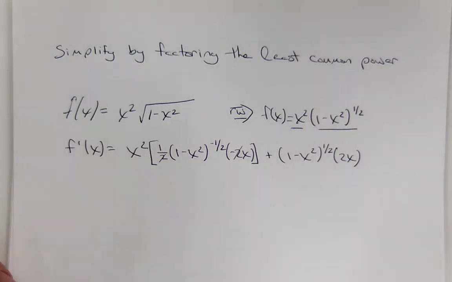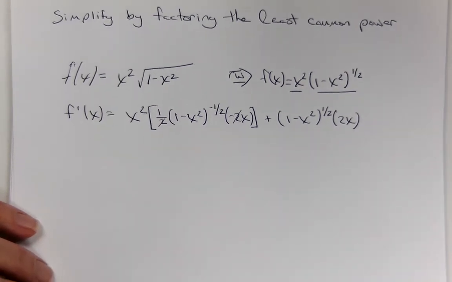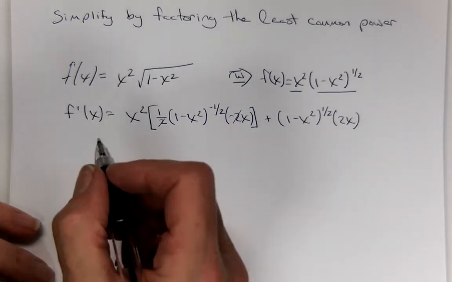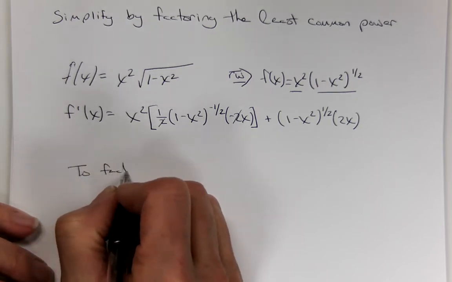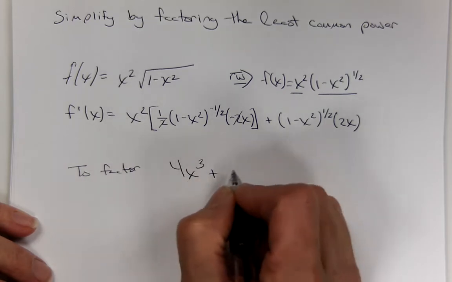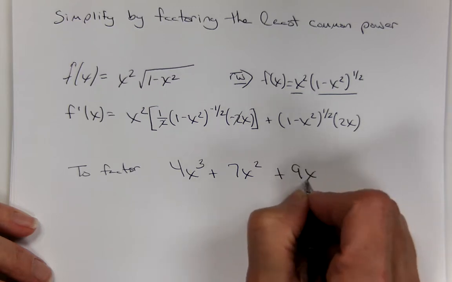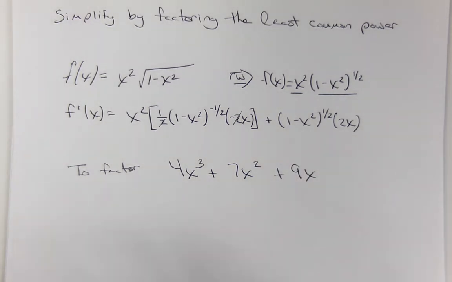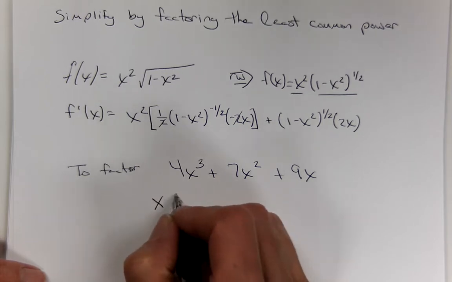I'm going to do something different for a moment and just remind you what's really going on behind the scenes when you factor. So to factor, let's say 4x cubed plus 7x squared plus 9x. And you all know how to do that. You take out the greatest common factor, which is an x, but what's really going on there is that you're multiplying and dividing by the greatest common factor.